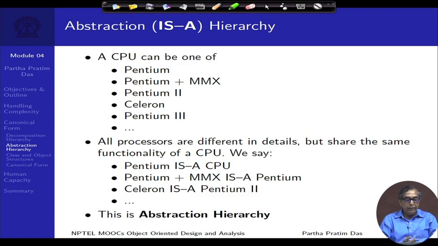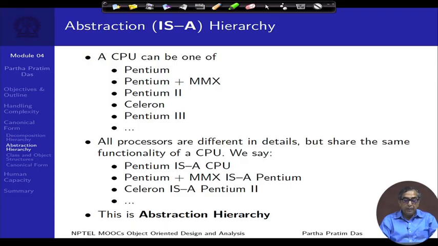Now, when we have talked about a CPU, we did not say which specific one this is. So, all these processors are different in their details, but they share the same functionality. The functionality of being able to execute a program, access the memory, work through the process and so on. So, we can easily say that a Pentium is a CPU, that is, it is an instance of it, it is kind of a CPU.